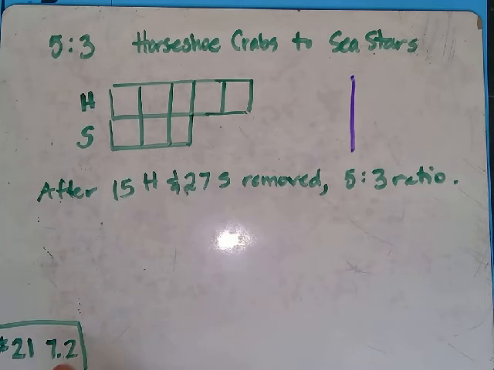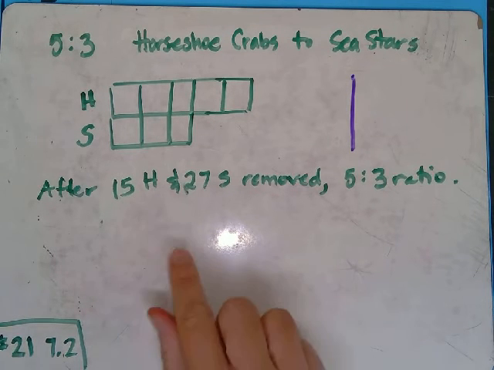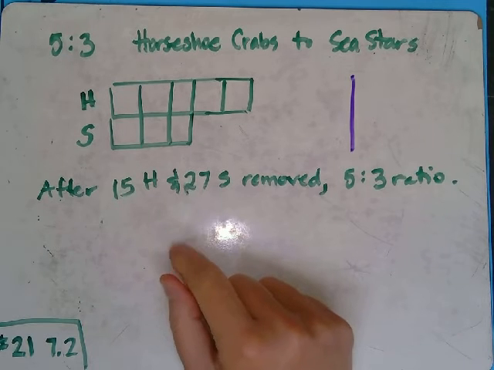Hi everybody, I want to go over number 21 on 7.2. This was not an Apple Core problem, but there is a problem on the quiz that is similar to this problem. So let's talk about it. This is the horseshoe crabs to sea stars problem.